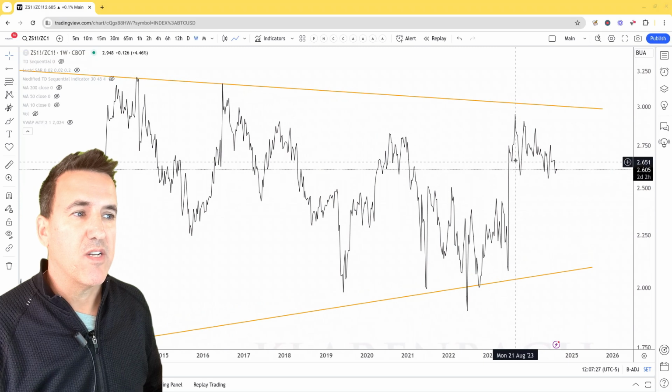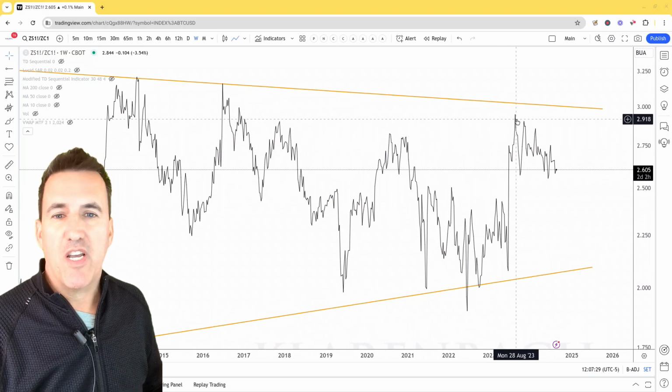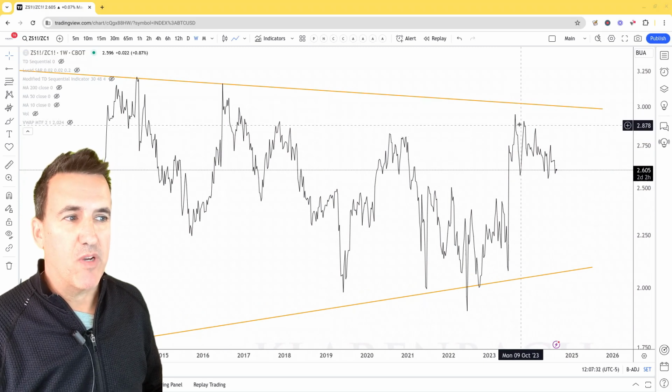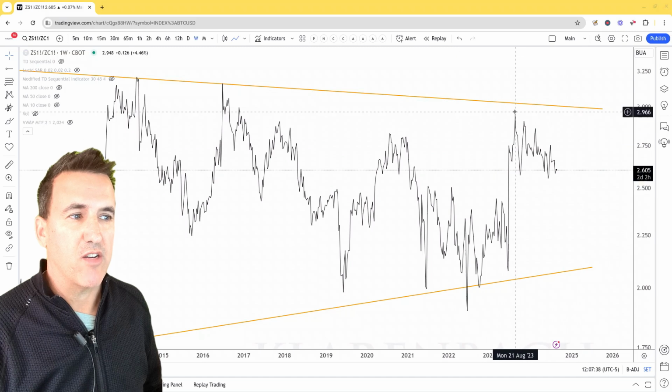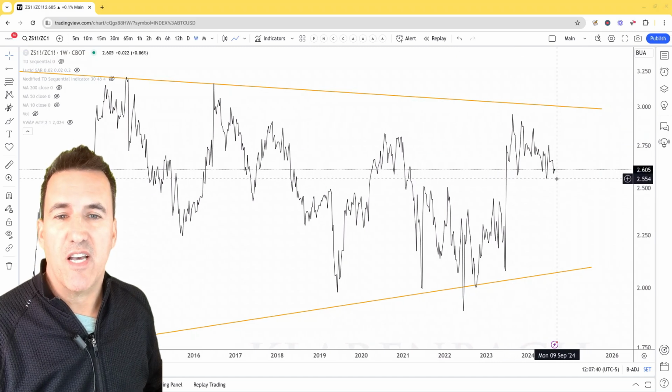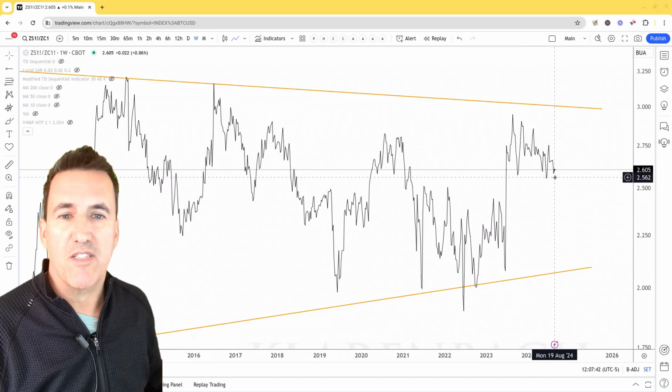Now we can see here right now that might be changing, and we can probably look at this here and we can see it's a descending triangle. So a descending triangle means or suggests that we have lower prices in the future.